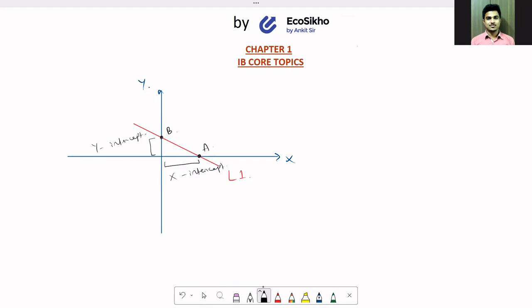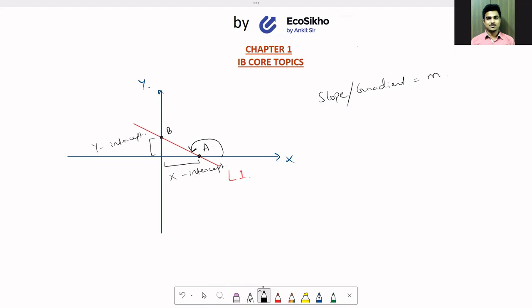Every straight line has some kind of a gradient that it makes with the x-axis in an anti-clockwise direction. What I mean to say is that the straight line L1 that you can see over here makes some kind of a gradient with the x-axis in an anti-clockwise direction. That is what we call the slope of a line, or the gradient of a line. Mathematically, we represent the slope or gradient using the letter m, small m.